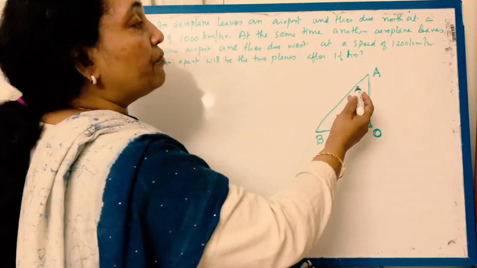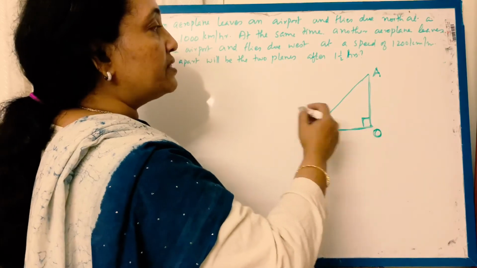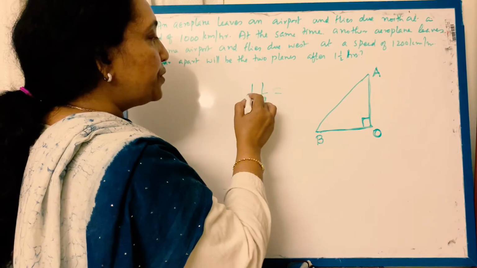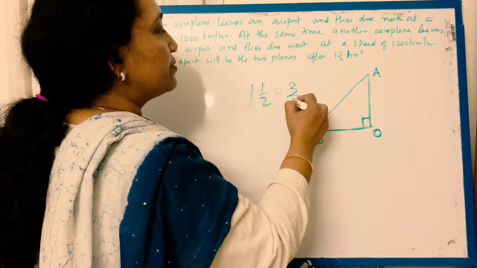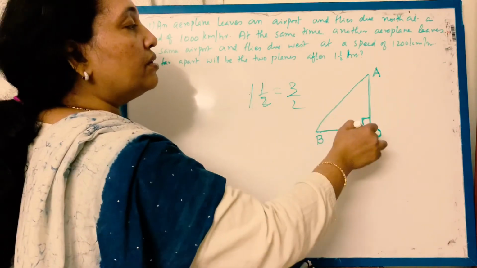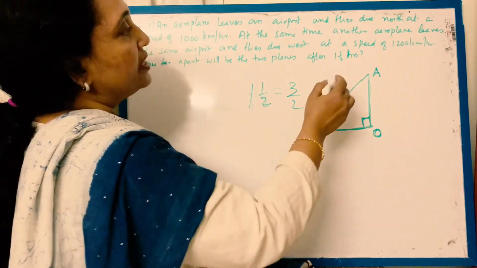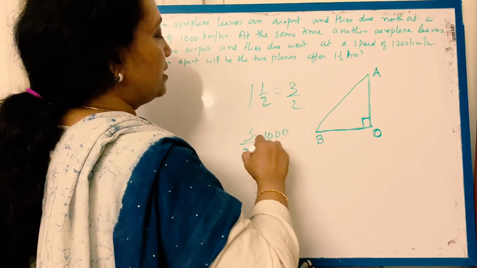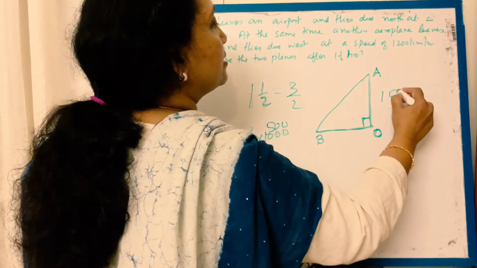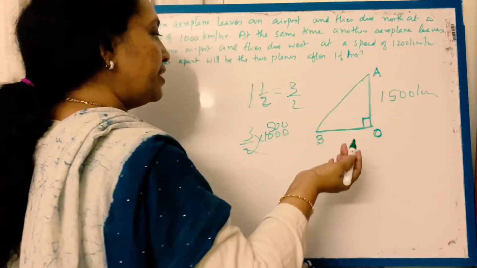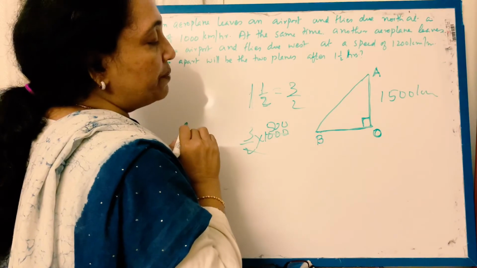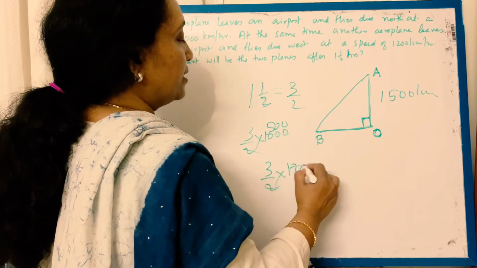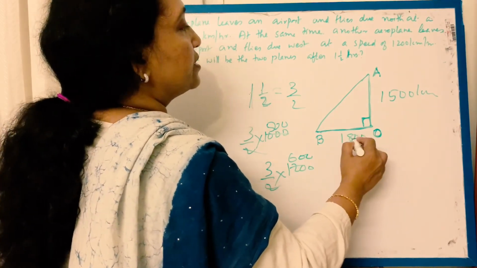So 1.5 hour, this is a mixed fraction, so make this into improper. That means 2 into 1 plus 1 is 3/2. So 1.5 is 3/2. After 1.5 hours, the distance covered by flight A is 3/2 into 1000. That is equal to 1500 km. After 1.5 hours, the distance covered by flight B is 3/2 into 1200. That is 1800 km.